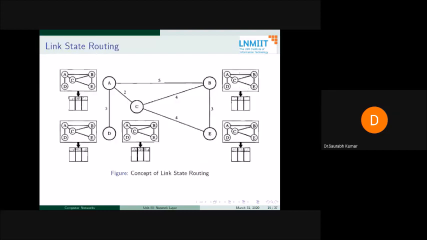Okay. Now we will go to the next intradomain routing protocol, that is known as link state routing. To understand the philosophy of link state routing, it is a little bit different than distance vector routing.